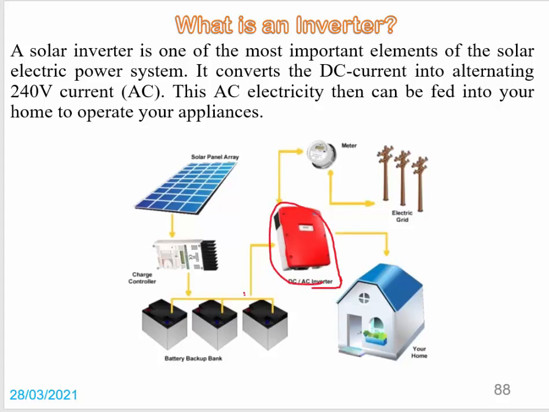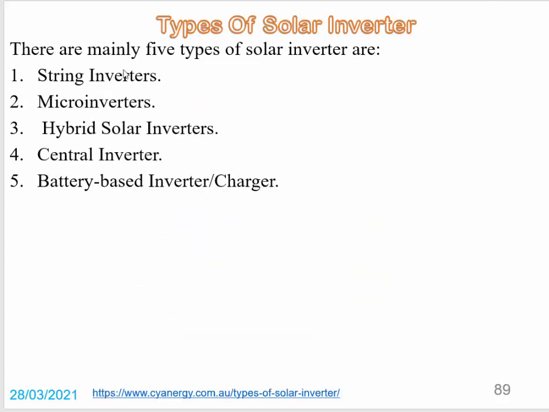It converts the DC current that comes from the batteries into AC current. And this AC electricity can then be fed into your home to operate your appliances. There are 5 types of solar inverters. The first one is string inverters. We have the microinverters, hybrid solar inverters, central inverter, and battery-based inverter and charger.